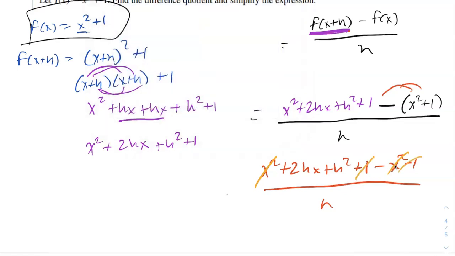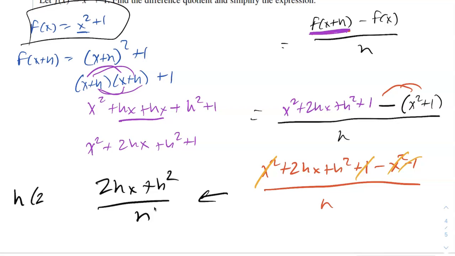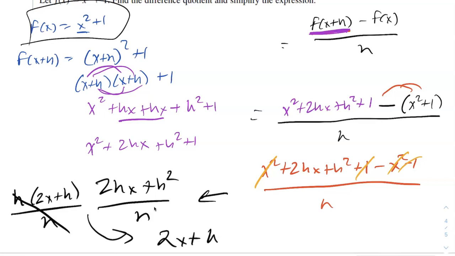And we're left with 2hx plus h squared over h. And then here, I can still cancel. The top all has an h and the bottom has an h. So you pull out 1 h, and you get h times 2x plus h, all over h. Those will cancel, and I get my final answer, 2x plus h. And that's the lesson.